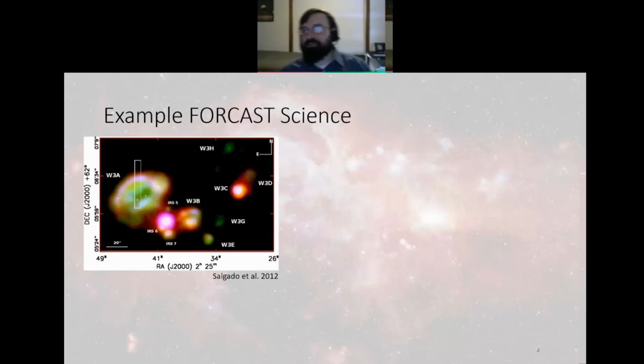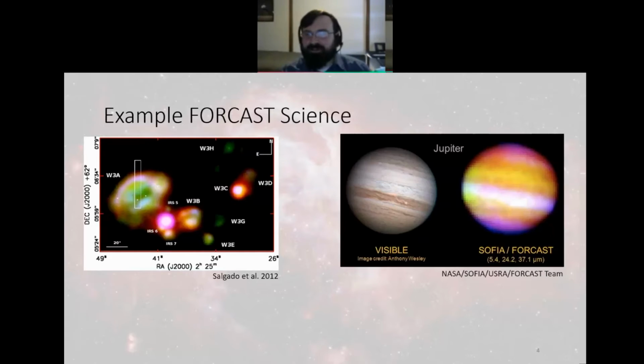FORCAST has done a lot of interesting science over the years, and I'll talk mainly about star forming regions. This is an early science result from FORCAST studying the W3A region, a prominent star forming region in our galaxy. But there have also been observations of solar system objects and all kinds of other things.